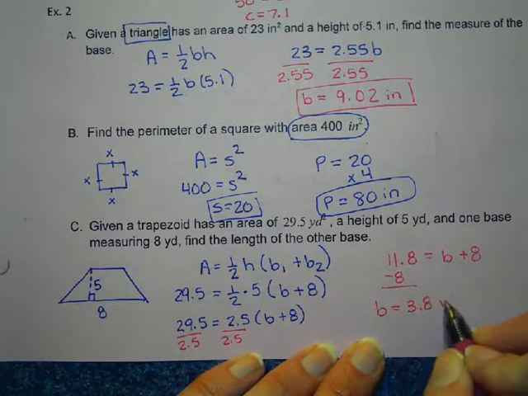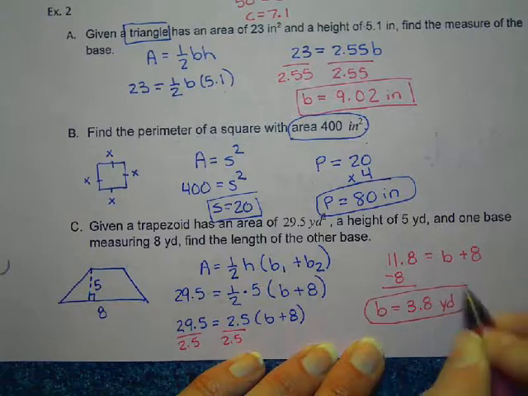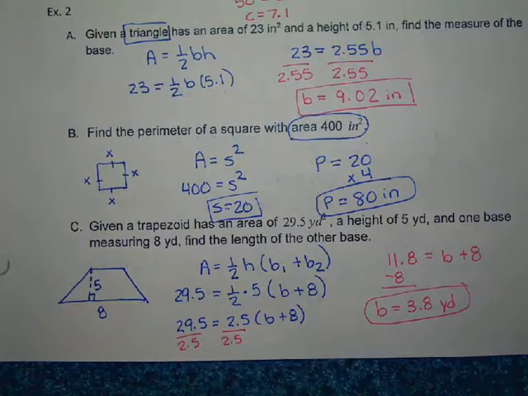So sometimes they give you an answer like the area, and you have to work backwards to solve for a missing side length.